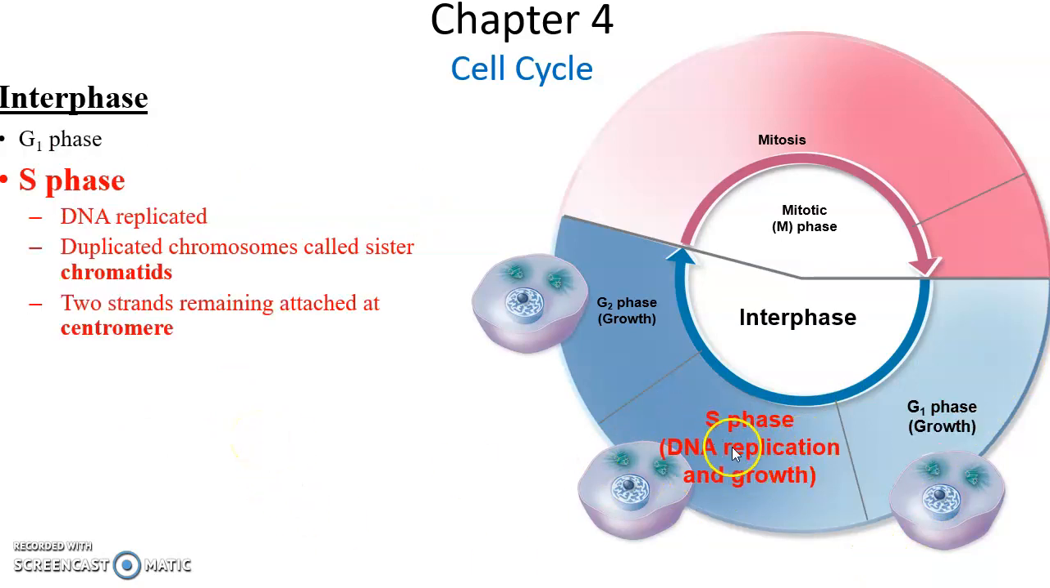S phase. S phase is when DNA replication occurs. This leads to the production of duplicated chromosomes. So it's chromosomes that now have two copies of DNA, and the two copies of the DNA are in structures referred to as chromatids. So the duplicated chromosomes have sister chromatids, two chromatids that are attached by a structure called a centromere.